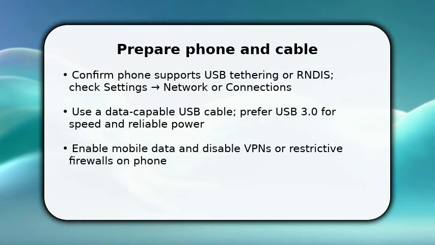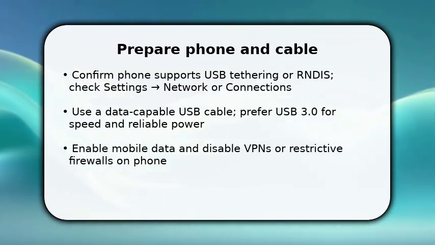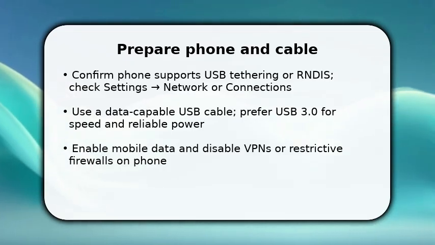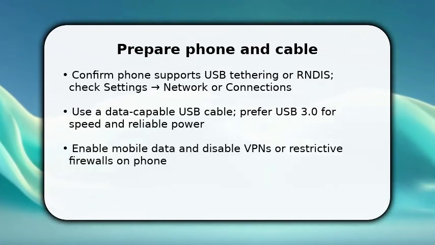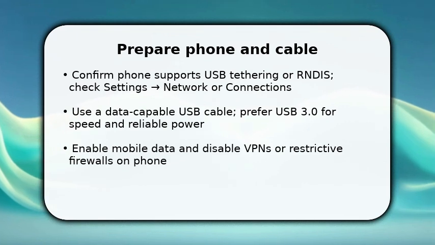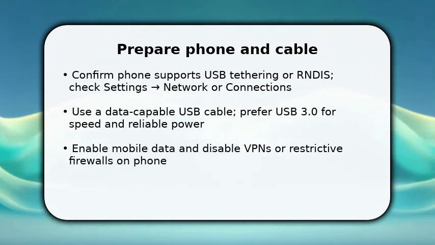On Android, open settings, right arrow network, right arrow hotspot and tethering, and toggle USB tethering. On iPhone, enable personal hotspot and trust the computer when prompted. Once done, your computer should detect a new network interface. Proceed to driver and adapter checks if it does not appear.